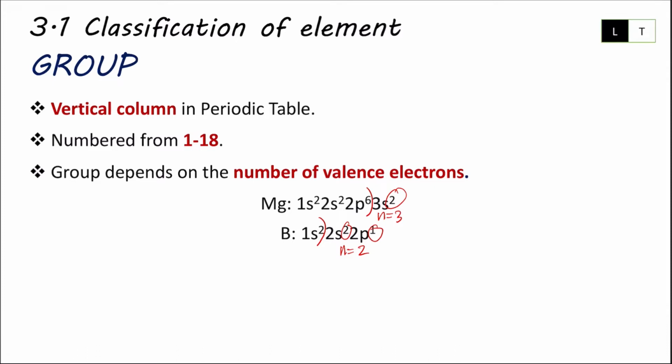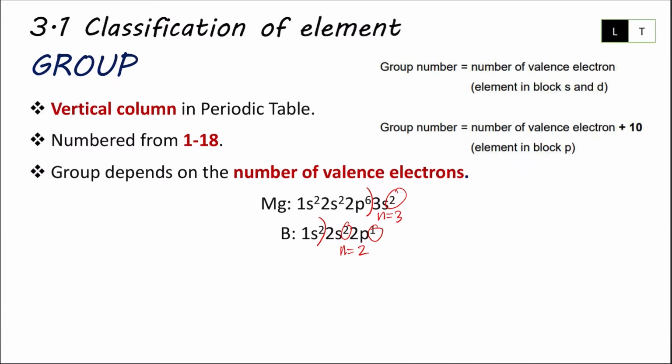Next, in order for us to determine the group number, there are 2 rules that you have to understand. For elements in block s and block d, for example group 1 until group 12, the group number will be the same as the number of valence electrons. However, for elements in block p, for example elements in group 13 until group 18, their group number will be the same as the number of valence electrons plus 10.